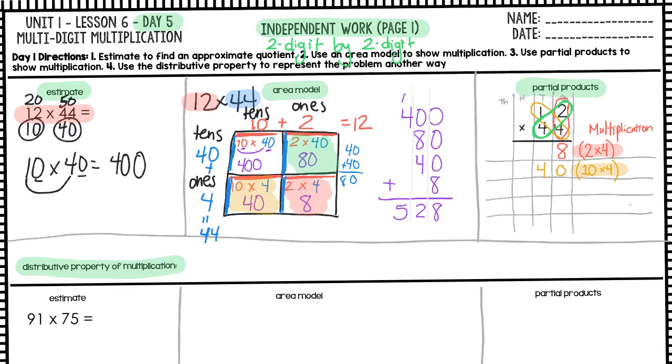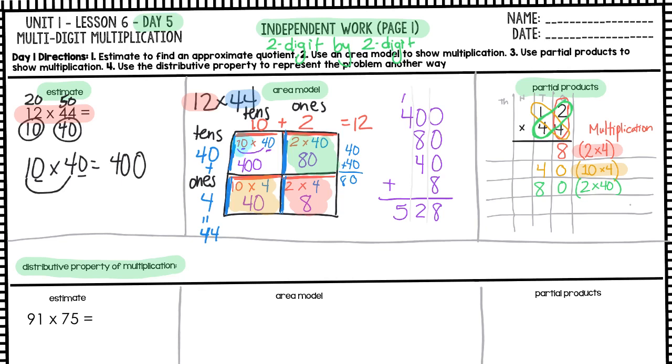So now we have 2 times 40. Or you could write 40 times 2. Either way is the same. So 2 times 40 is 80. So my 0 is going in the ones, and my 8 is going in the tens.